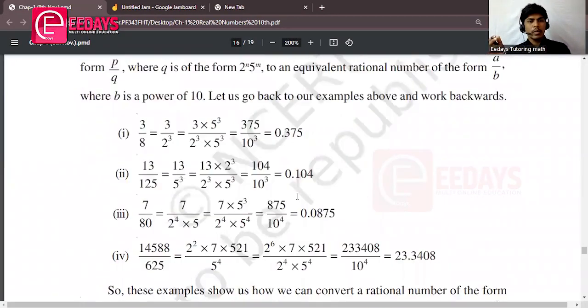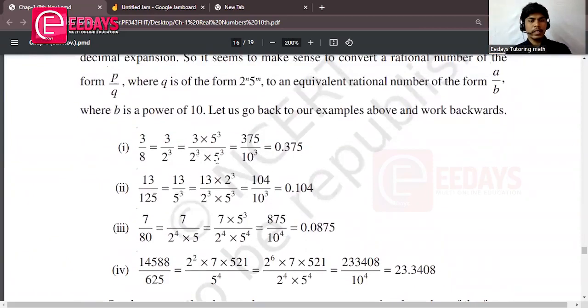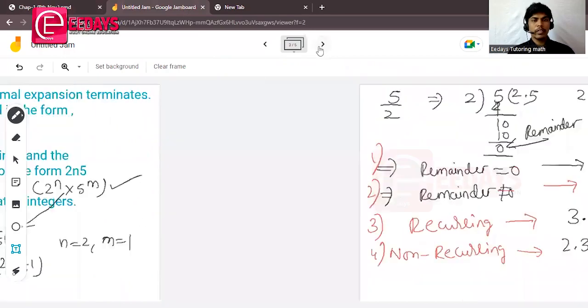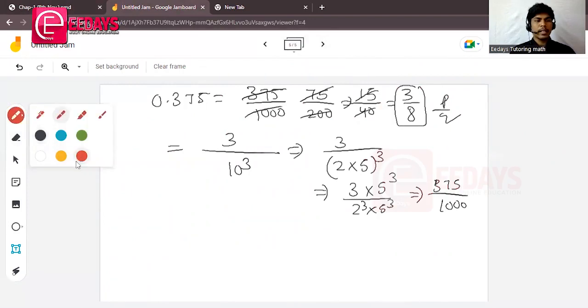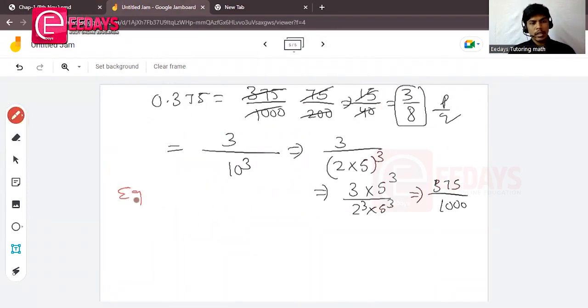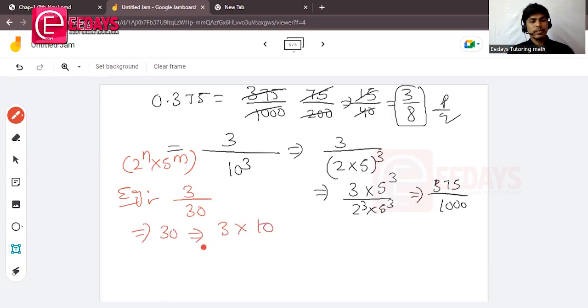Now observe the examples here, whether they are in 2 power n into 5 power m form or not. I'll give you another example for your reference. We need to convert it into the form of 2 power n into 5 power m. Let's take 3 by 30. Here, write the prime factors of 30: 3 into 10, and 10 we can write as 2 into 5.